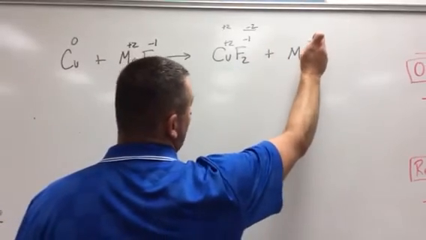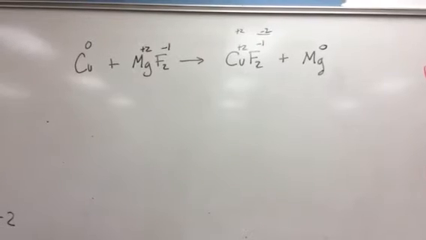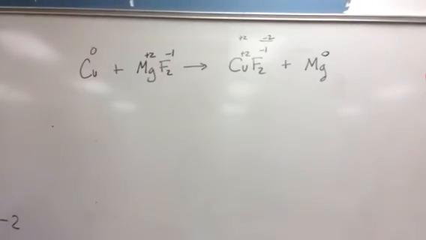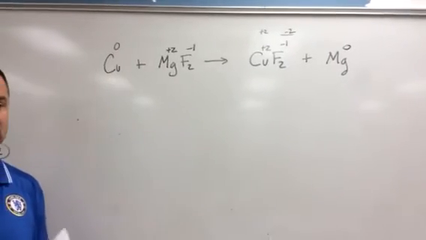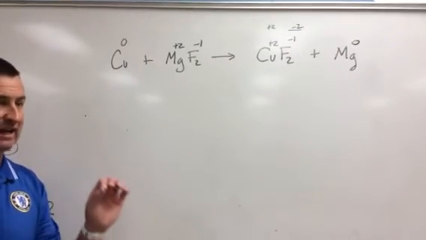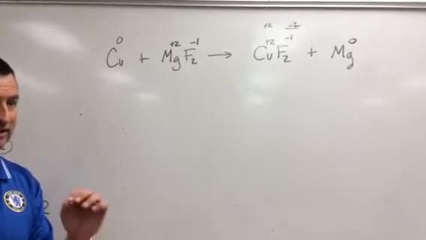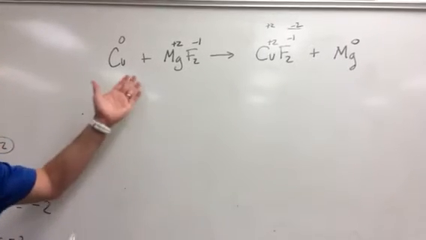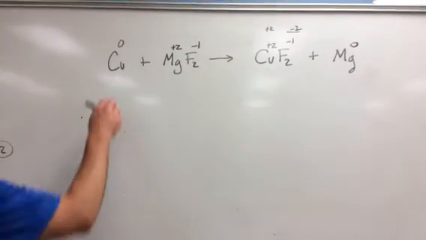And then magnesium is now an uncombined element, so it's a 0. All right, so now what are we looking for? We're looking for what gained electrons and what lost electrons. The hardest part of this whole thing is understanding that when you gain electrons, you get more negative because you're gaining negative charges. When you lose electrons, you get more positive. So what is happening? Let's look at it.